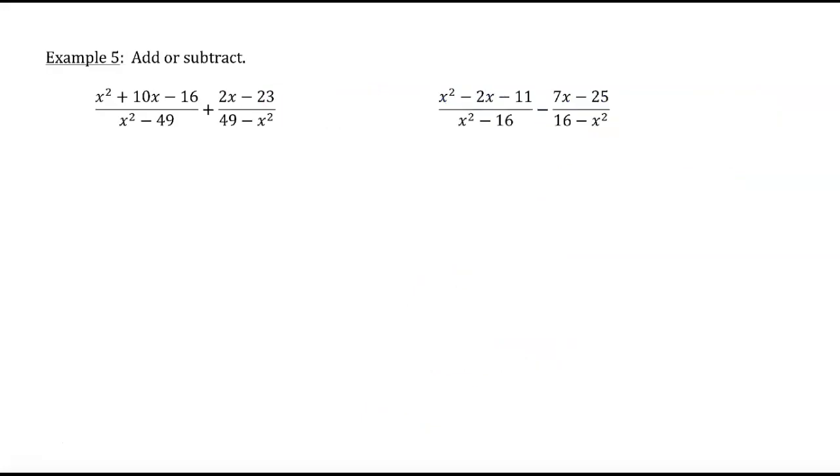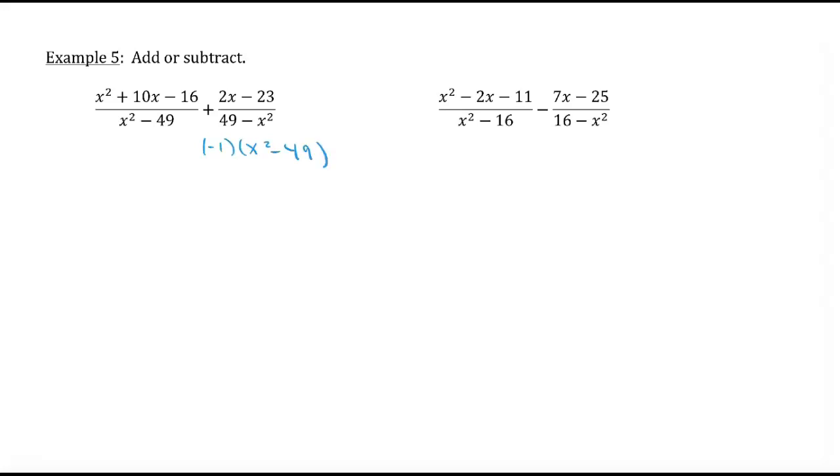Take a look at the two expressions in example 5. Notice that in the denominators we have pairs of opposites. We have an x squared minus 49 and a 49 minus x squared. In the second one, we have x squared minus 16 and 16 minus x squared. Remember that we can rewrite opposites so that they look alike with a factor of negative 1. That is, we could rewrite 49 minus x squared as negative 1 times x squared minus 49.